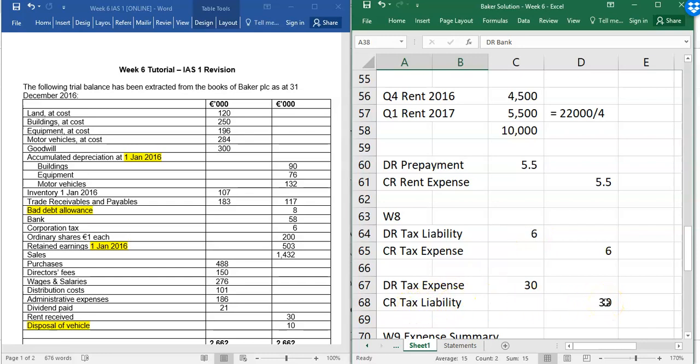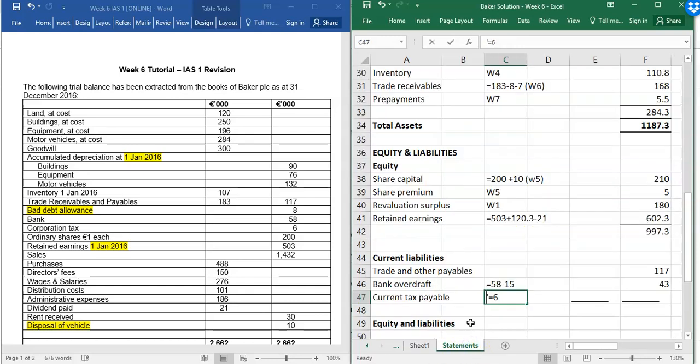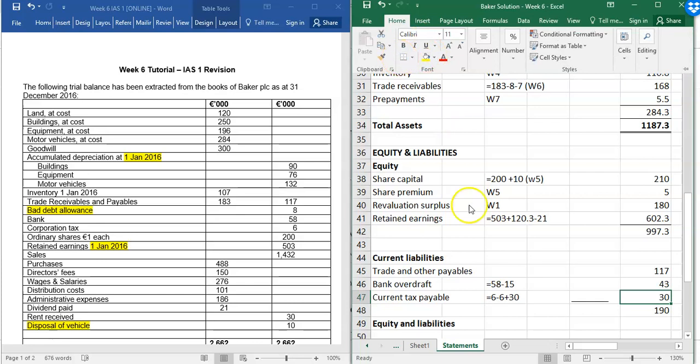So that's where some students go wrong: we removed the 6 and we added in 30. So it's 6 minus 6 plus 30, and your closing payable is 30 for tax. Now, some students go wrong there. That means your expense will be 24, but your current tax payable will be 30. So make sure you go back and look at the journal entries there to figure out exactly how we end up in that situation. And that gets us current liabilities of 190.